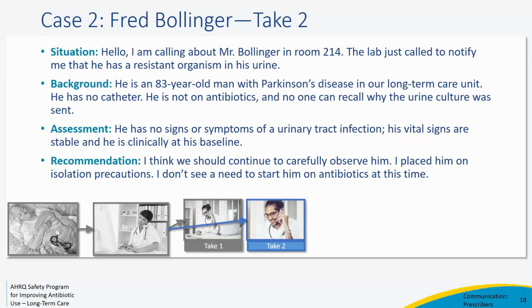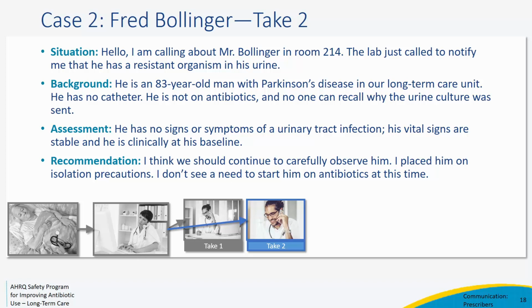Let's try that call again using our SBAR format. Situation. Hello, I'm calling about Mr. Bollinger in room 214. The lab just called to notify me that he has a resistant organism in his urine. I'm calling because our policy states that I must inform a provider about all positive cultures.